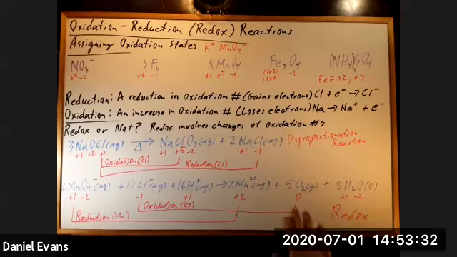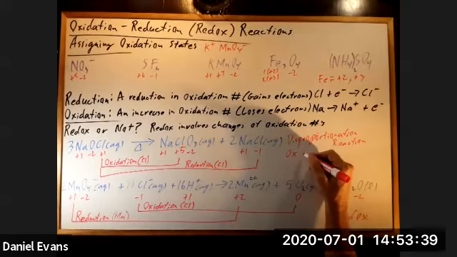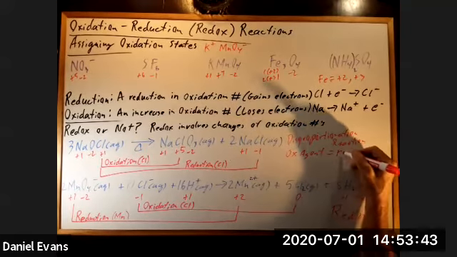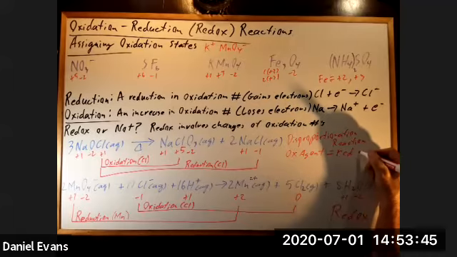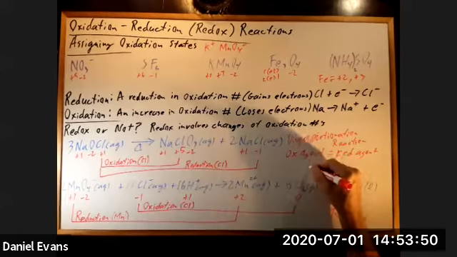So for a disproportionation reaction, this is where the oxidizing agent equals our reducing agent. So they're both the sodium hypochlorite.